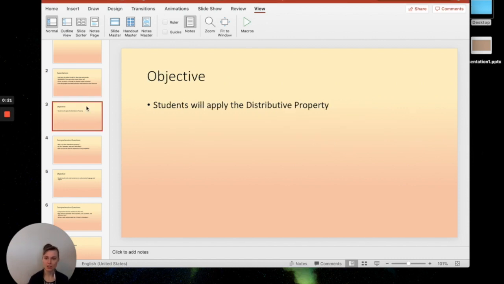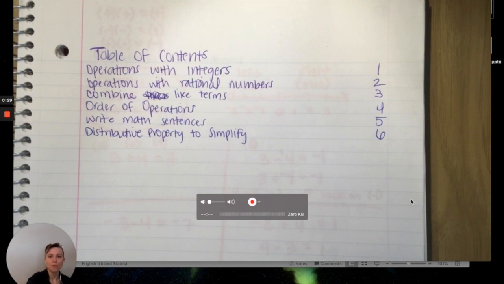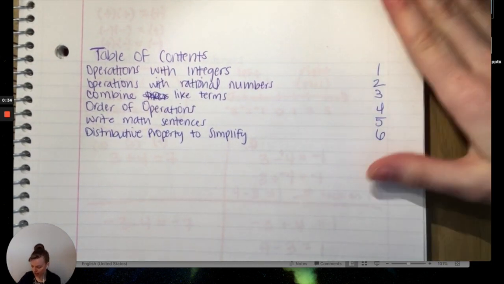Today's objective is to apply the distributive property. Last one in this little mini unit on my website. All right, moving on. So, page 6, distributive property to simplify. Remember, if I go too fast, pause the video. You have the time. Go for it.